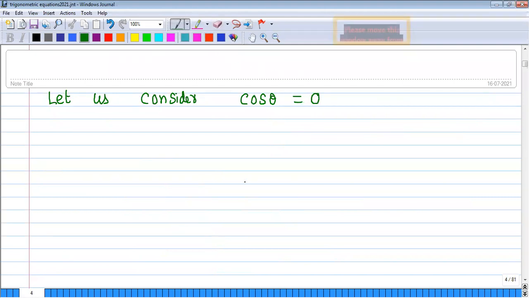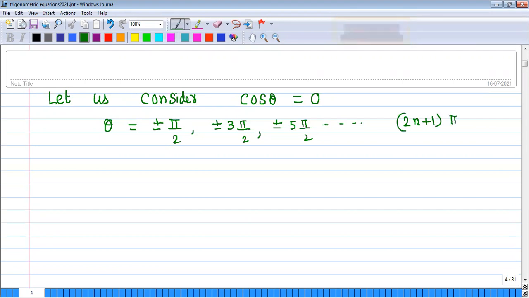If you write plus or minus 2 pi, plus or minus 3 pi like this, theta is equal to what? 90 degrees, pi by 2. Plus or minus pi by 2, plus or minus 3 pi by 2, plus or minus 5 pi by 2, and so on. We can write (2n plus 1) pi by 2. Odd multiples of pi by 2. If you put n is equal to 1, you will get 3 pi by 2 and like that.